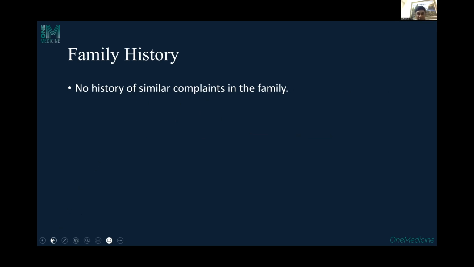Family history: no history of similar complaints. Similar complaint means no history of stroke in the family. Yes, sir, I was trying to rule out the hereditary causes. You would have to draw at least 2 generations of pedigree chart in family history. Medicine graduates, please learn to draw a pedigree chart. Any examiner can come and ask what the different symbols mean.